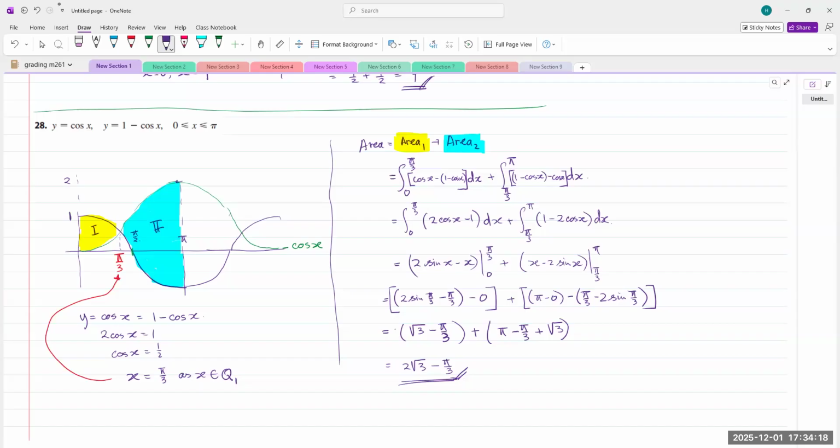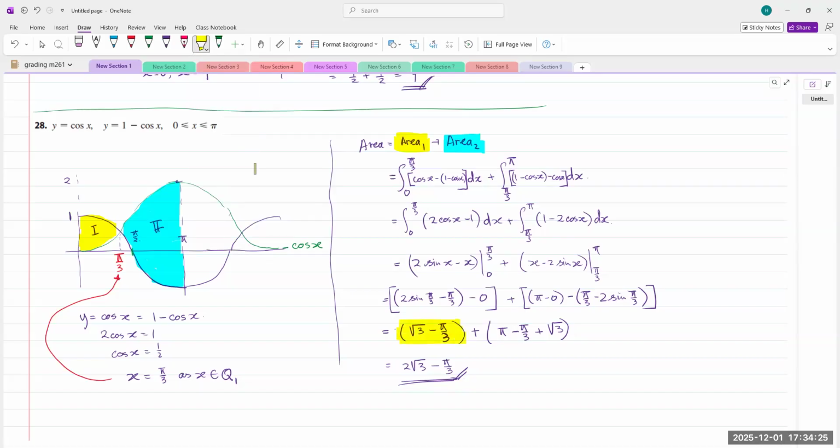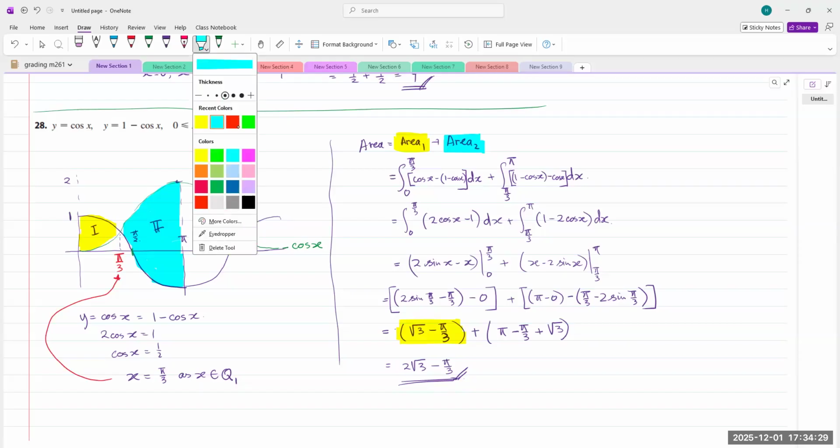Okay, that's the area. In fact, we can say that even further, that this is the area of the yellow region. Okay, and this is the area of the blue region.